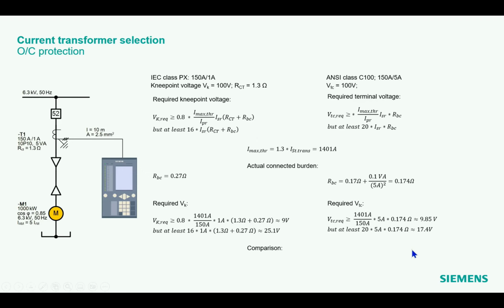Now we can make the comparison. We have the required knee point voltage and we have the knee point voltage given by the current transformer. So this is 100 volt. So this far away from the 25. So this current transformer will work fine. And I could also think about using a current transformer with a lower knee point voltage here. And for the ANSI, it's the same. So the required value is 17.4. And with this current transformer, I have a knee point voltage of 100 volt. So I'm also far away from the requirement. Also, those two will work.